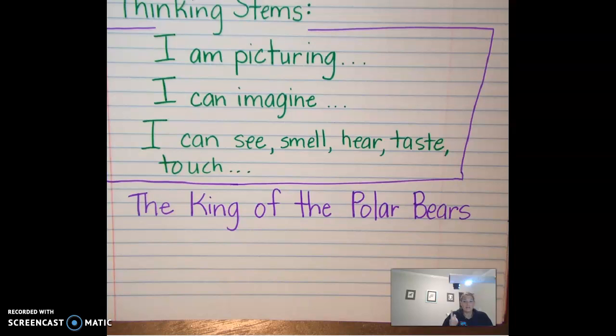Okay, 2 tasks. What have you visualized in the story? What have you pictured? What can you imagine? What can you see, smell, hear, taste, touch? And why do you think the king now has feathers?